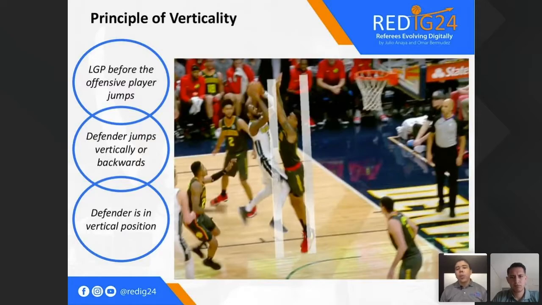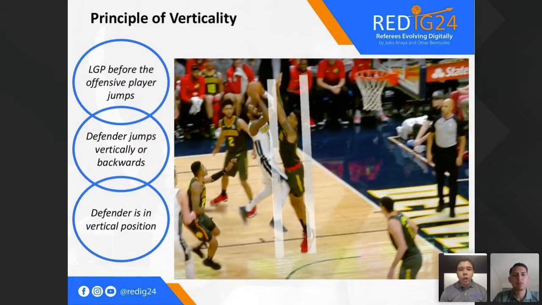And when can he have any issue with this? When he turns his body and the contact is not created on the torso, it's created on the side of his body, or if he moves his hands or his arms down outside his cylinder to create a contact with the offensive player.